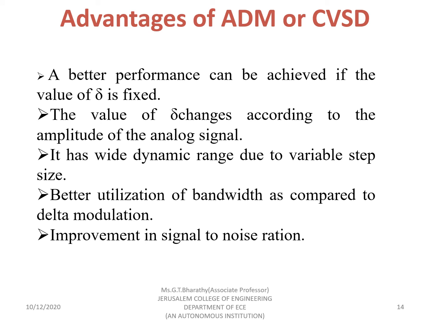So the advantages: a better performance can be achieved, as the value of delta is not fixed. The value of delta changes according to the amplitude of the analog signal. It has a wide dynamic range due to variable step size, better utilization of the bandwidth as compared to delta modulation, and there is an improvement in the signal to noise ratio.